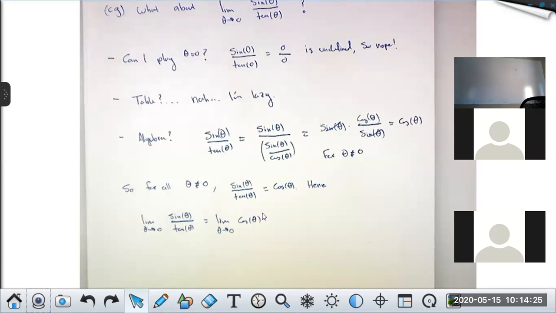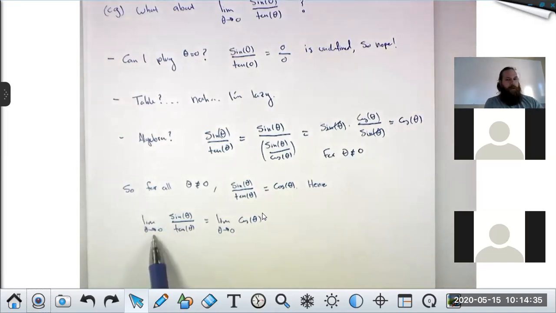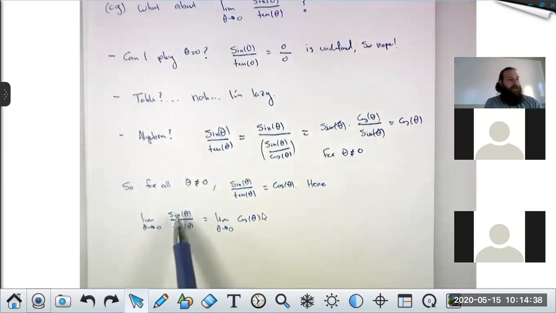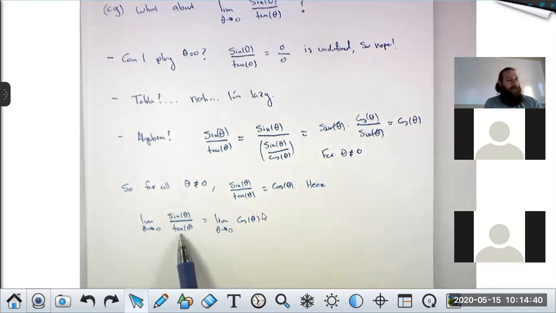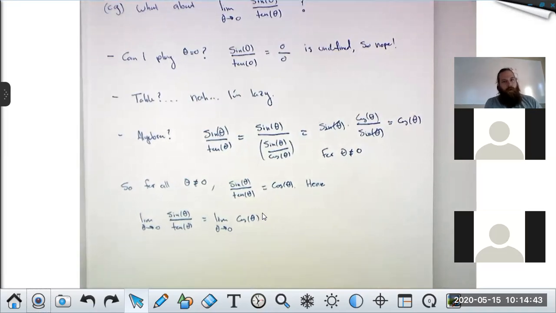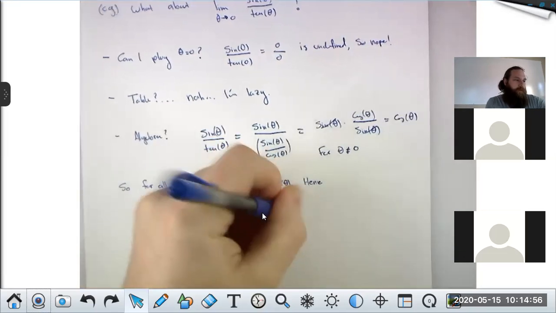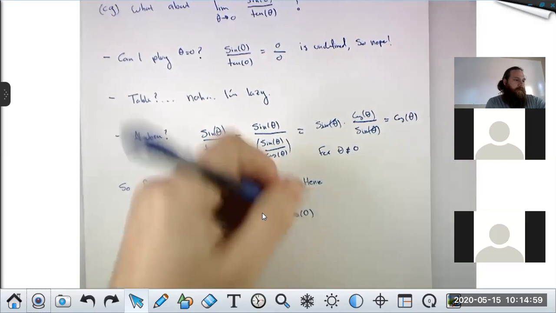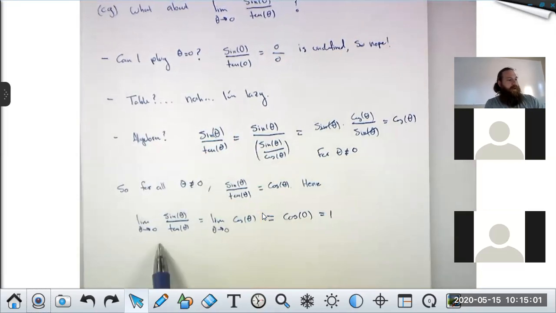Since cos theta is continuous at 0, this limit I can compute by plugging in 0 for theta. So the kind of question we're asking is, what happens as you plug in thetas that are really, really close to 0 in sine theta over tan theta? Do those values get really close to something else? We a priori expect that they do get closer and closer to 1. And then we can see from this, because these are equal, and this one is equal to the cos of 0, which is 1, that this has to be equal to 1.